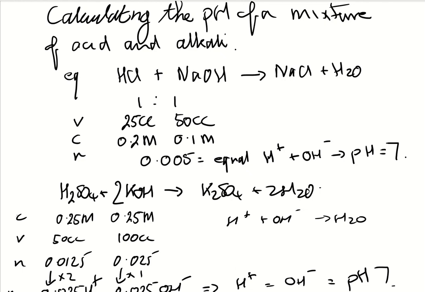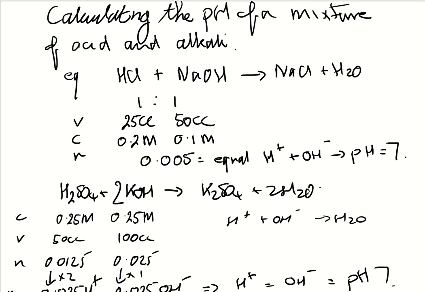Okay, so in this video, guys, what we're going to do is have a look at how we calculate the pH of a resulting solution from the mixing and reacting of a strong acid with a strong alkali. Now this is not to be confused with the next video, which will allow us to work out the pH of a buffer made by mixing an excess weak acid with a strong alkali.